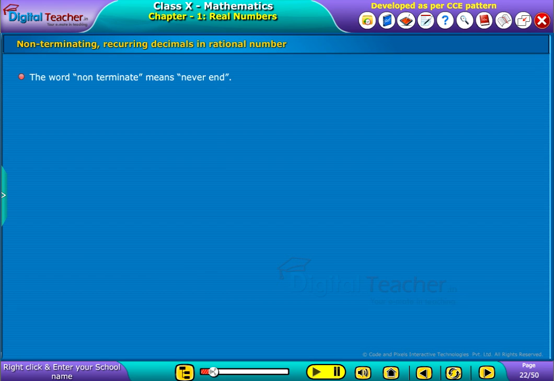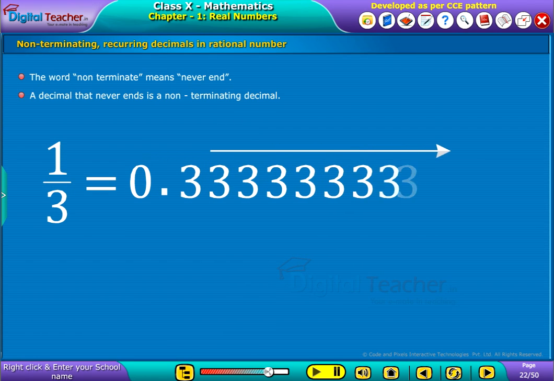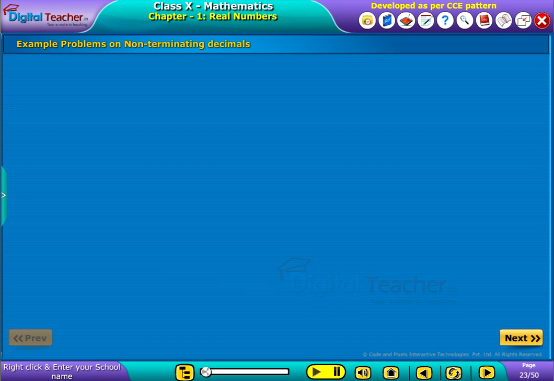The word non-terminate means never end. A decimal that never ends is a non-terminating decimal. Let us solve a few example problems on non-terminating decimals.